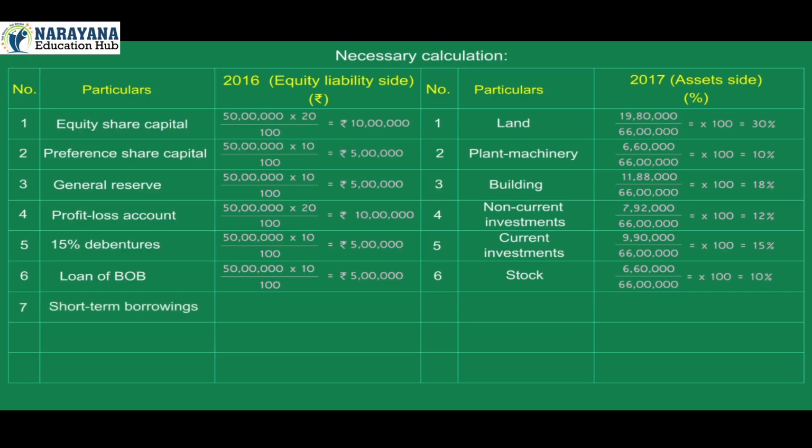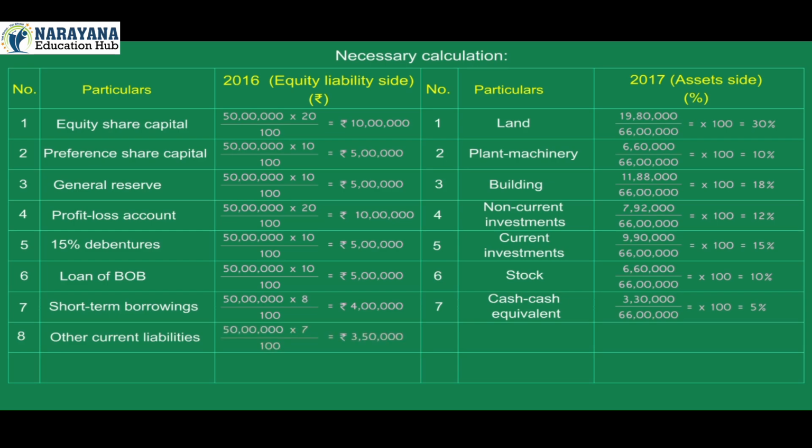7. Short-term borrowings, 50 lakh into 8 divided by 100 is equal to rupees 4 lakh. 7. Cash and cash equivalent, 3 lakh 30,000 divided by 66 lakh into 100 is equal to 15%. 8. Other current liabilities, 50 lakh into 7 divided by 100 is equal to rupees 3 lakh 50,000. 9. Short-term provisions, 50 lakh into 5 divided by 100 is equal to rupees 2 lakh 50,000.